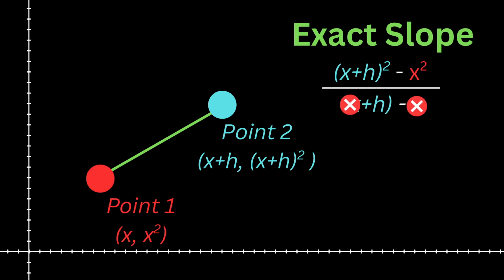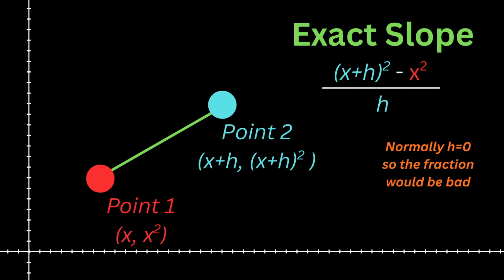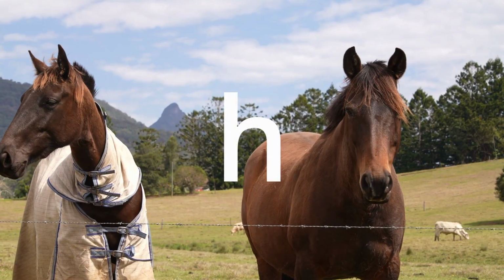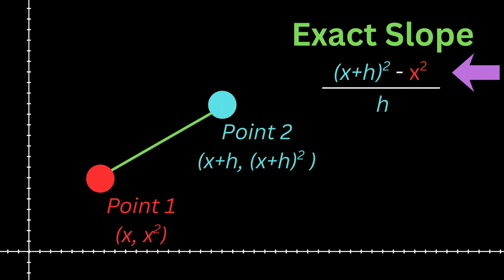So the bottom can be simplified to h, since x minus x is 0. Normally h would be 0, so the fraction wouldn't work. But hold your horses, this is h we're talking about, totally not 0. Let's turn our attention to the top.